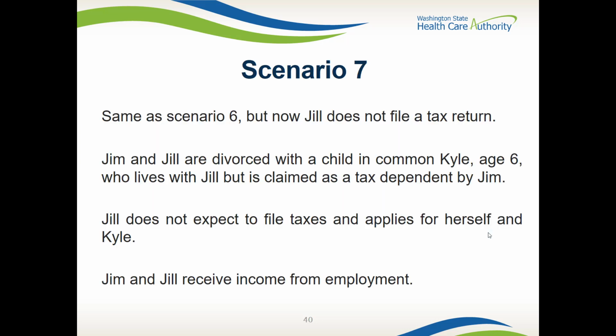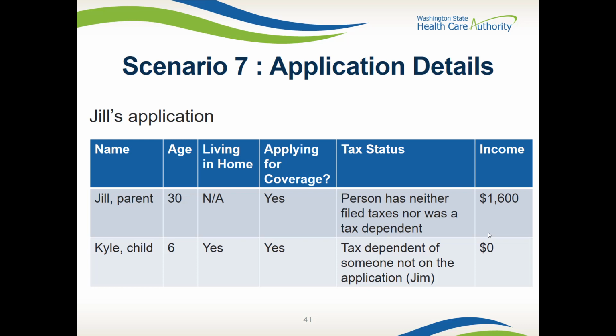Scenario 7. Now let's look at the same family, but with one important change. Jill doesn't file a tax return. Jim and Jill are divorced with a child in common, Kyle, who lives with Jill but is claimed as a tax dependent by Jim. Jill does not expect to file taxes and applies for herself and Kyle. Jim and Jill receive income from employment. Here is the application details. Take a moment to review this slide.